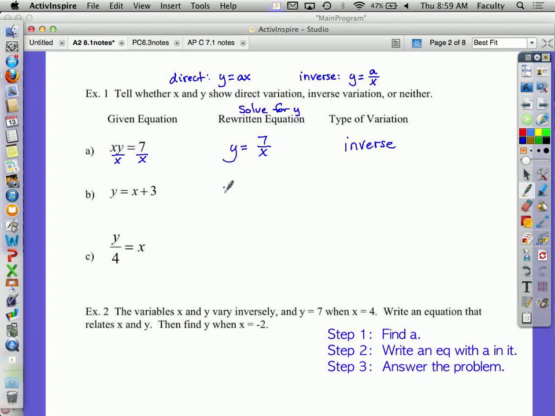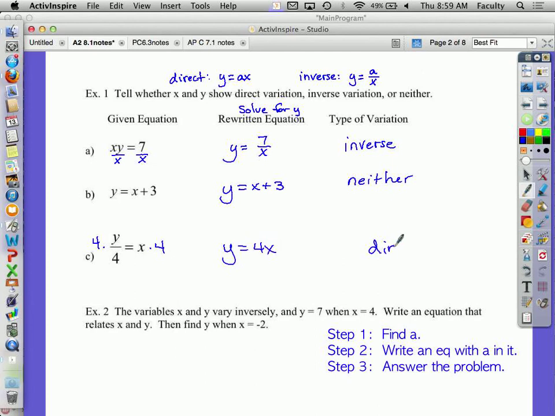Letter B, this one is already written in the form we want. Is this direct, inverse, or neither? It's neither. Why is it neither? This doesn't say y equals a times x plus a number. Do you understand that? For it to be direct, it's not just y equals something. It's y equals a number times x. That's it. There's no addition or subtraction. All right, last one. I need to multiply both sides of that equation by 4.